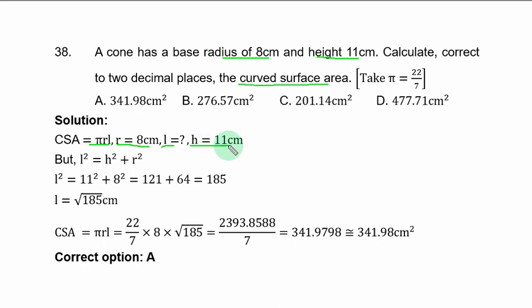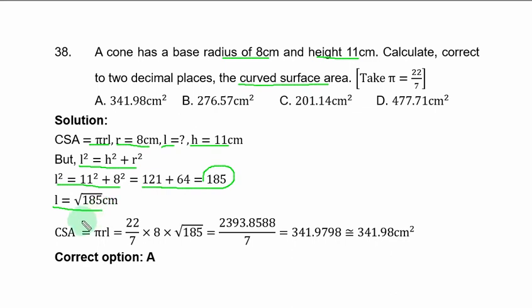In the formula, height is not needed, but the height is given alongside radius to enable you find the slant height L. In a right circular cone, the slant height, the height and the radius are related in this form. So the slant height L squared is equal to 11 squared plus 8 squared, that is 121 plus 64, you have 185. So L is the square root of 185. 185 is not a perfect square, so let's leave it in that form.